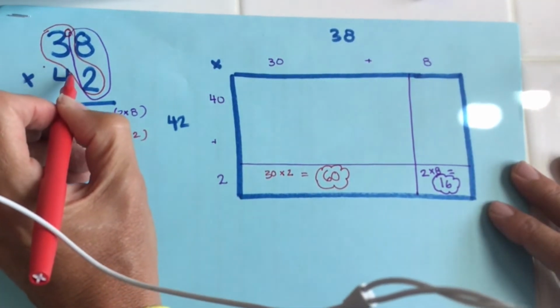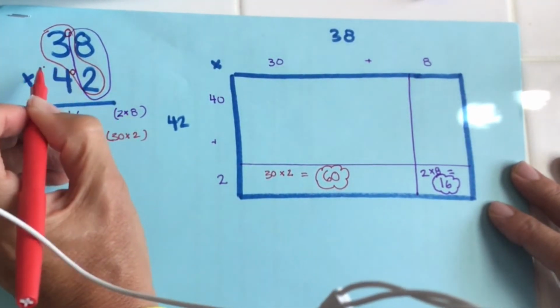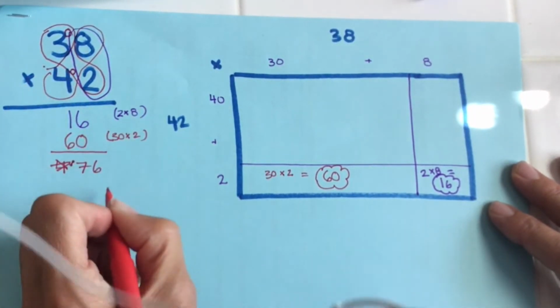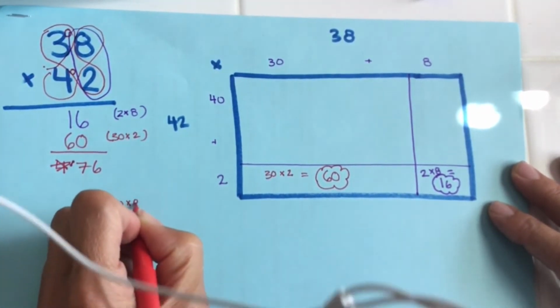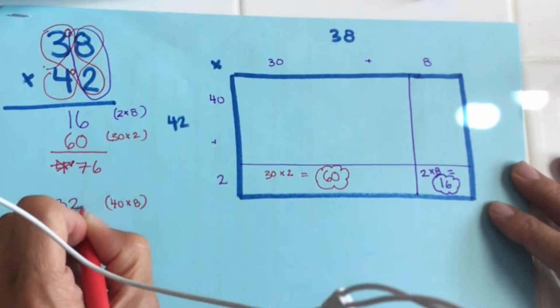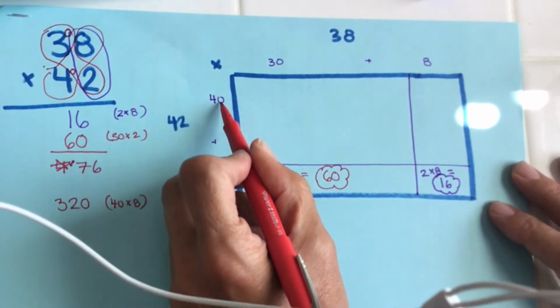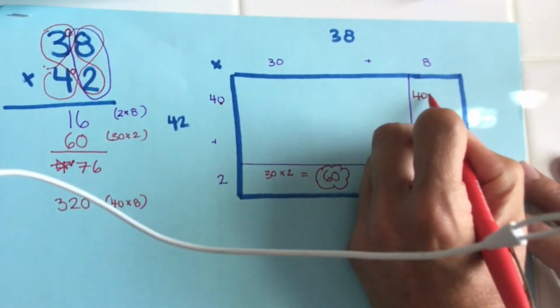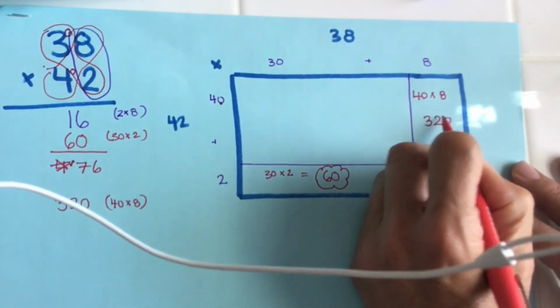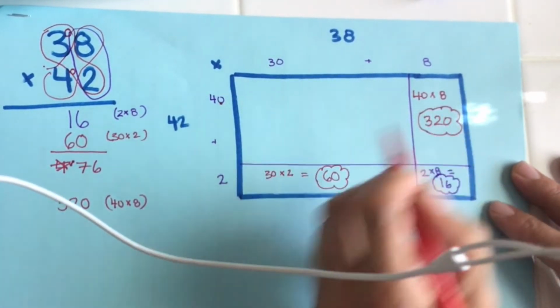For our next step, we're going to multiply the 4, which has a value of 40. Multiplying 40 times 8. 40 times 8 is 320. That's the same as multiplying this 40 times 8 over here, and that's 320. There's our next partial product.